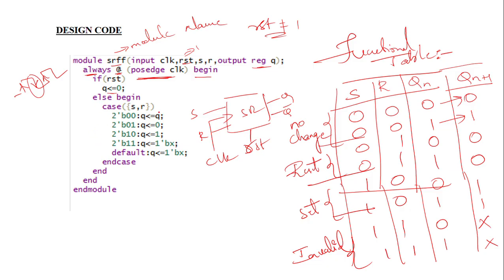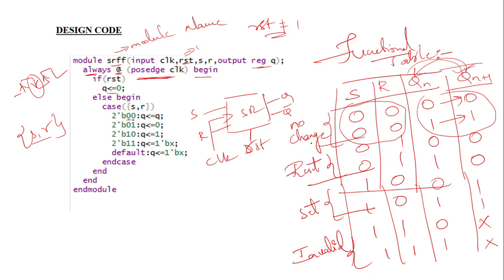In the case of {S, R}, it means the concatenation. So what values are you going to give? The first bit is assigned to S and the second bit is assigned to R. If the SR values are 0 0, then what is our output here? Q is directly assigned to Q, which means the present state equals the next state. So that's why we can write it like this.